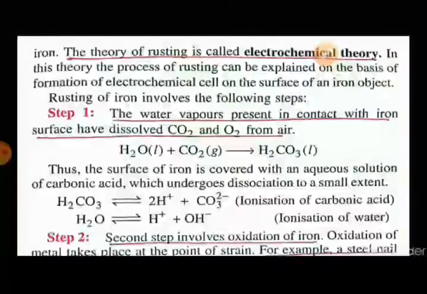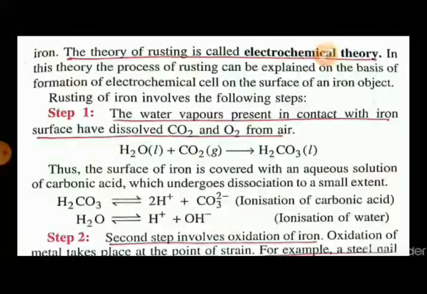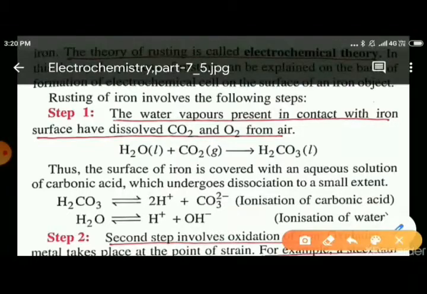rusting of iron is known as electrochemical theory. In electrochemical theory, the rusting of iron is based on cathode and anode half reactions. In that situation, we may divide the rusting of iron into different steps.